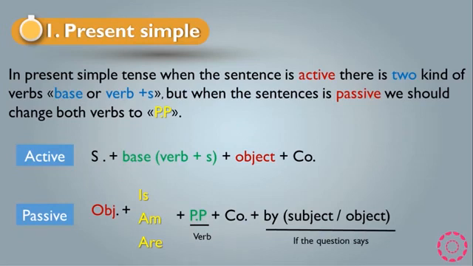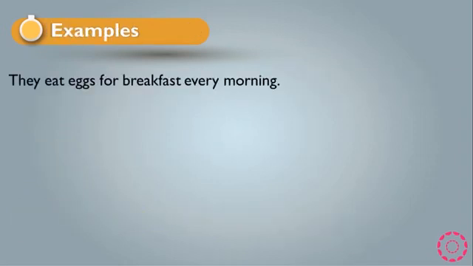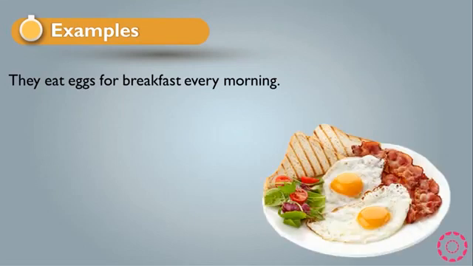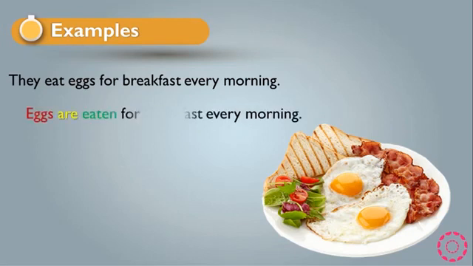If the question says we have to use by subject or object, for example: they eat eggs for breakfast every morning. This is an active sentence, so we have to change it to passive. So we will change it to: eggs are eaten for breakfast every morning. As you see, eggs is the object. Because it is plural, we use are, and our verb is eat, and the past participle of eat is eaten, and for breakfast every morning is the complement, so we have to rewrite it again.